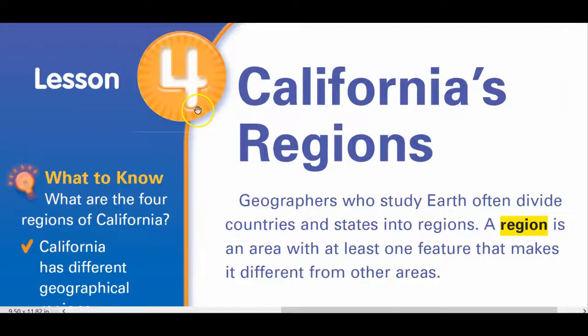All right, now we're gonna do lesson 4 in our geography chapter. Okay, California's regions. Look, see where it says region that's highlighted? That's important. A region is an area with at least one feature that makes it different from other areas. And we're gonna see how many regions are in California and what kind.